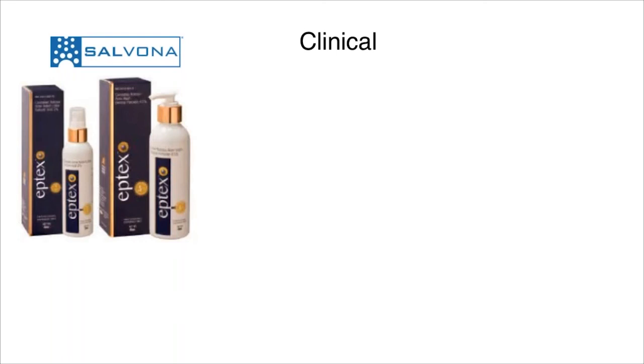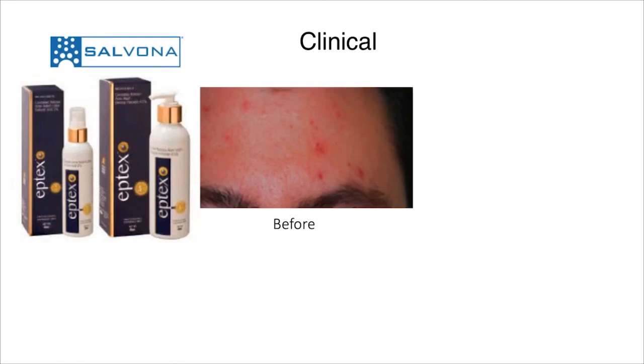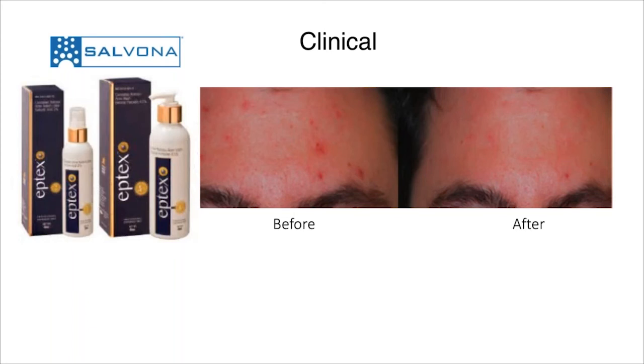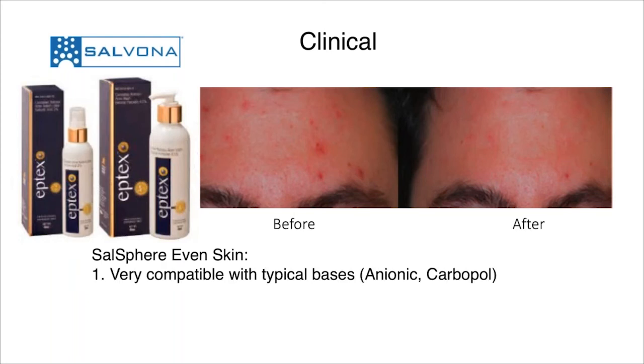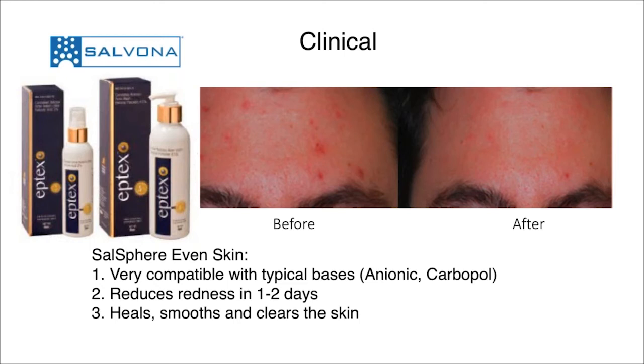The SalSphere Even Skin was incorporated in several products. One of them is the Epitex, which is a professional dermatology line of anti-acne that was heavily tested and found to be very effective on a variety of skin types. The SalSphere Even Skin is characterized by being very compatible with typical bases, anionic, carbopol, and so on. It reduces the redness almost immediately, on average between 1 and 2 days. In many cases, we could see a reduction of the redness in hours.